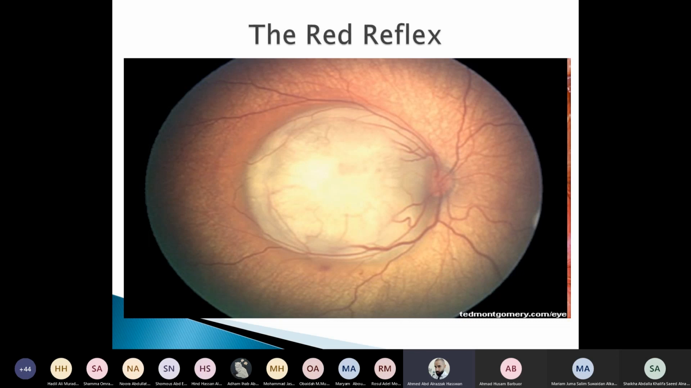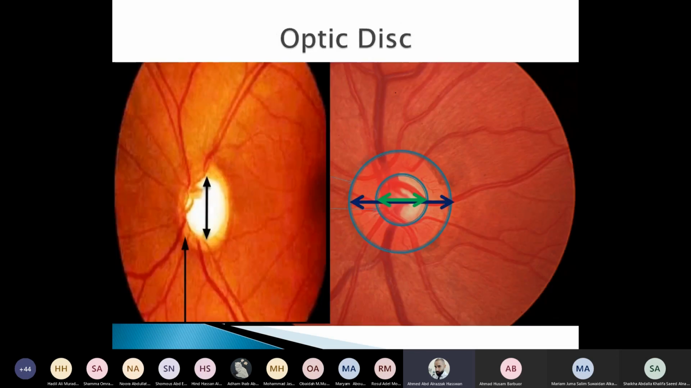So this is the first step in the fundoscopic examination. First of all, we check the equipment, then we look for the red reflex, then we approach the patient's eye until we see this fundoscopic view. So this is the fundus of the eye.